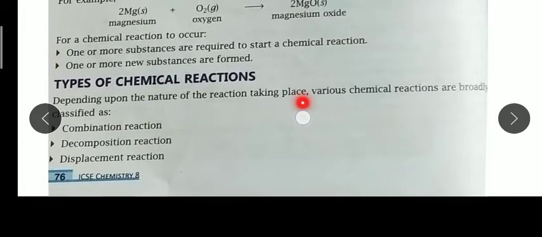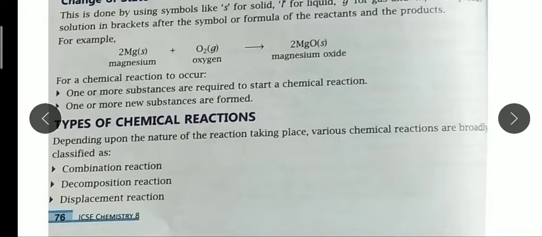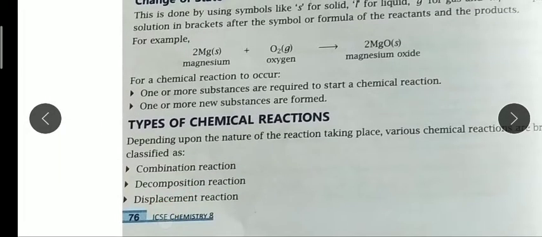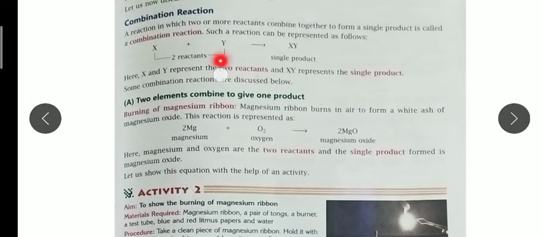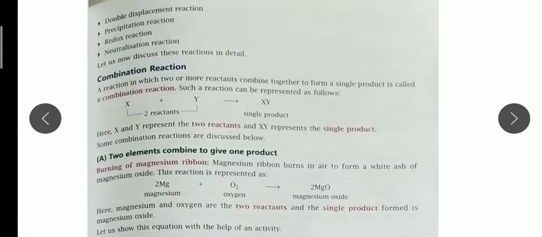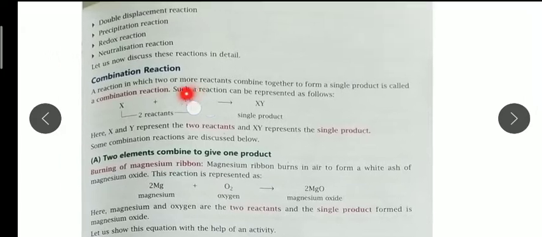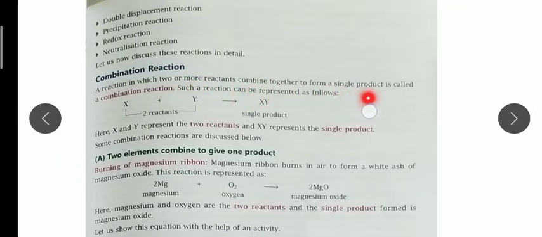Now chemical reactions are of few types. Depending on the nature of the reaction that is taking place, they are broadly classified into following ways. Like first one is combination reaction, decomposition reaction, displacement reaction, double displacement reaction, precipitation reaction, redox reaction, and neutralization. First one is combination reaction. So combination reaction is a reaction in which two or more reactants combine together and form a single product. So you can see here X is combining with Y, and it is producing a single product XY.